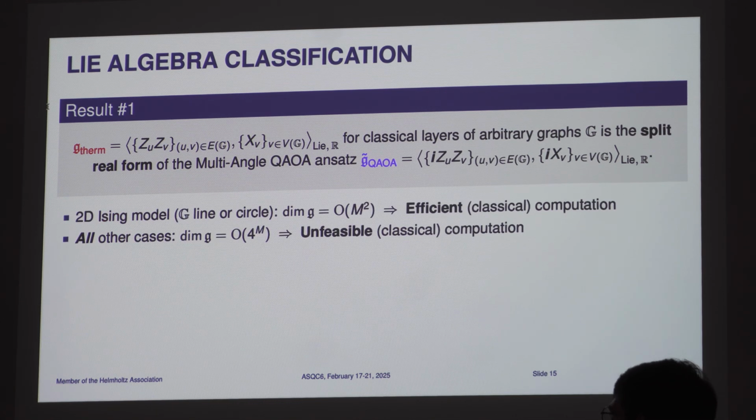But this means that, in some sense, it is bad news, because the only thing that survives in polynomial size is essentially just the 2D Ising model. So really, we are stuck with what corresponds to taking a layer of our classical model to be either a line or a circle. And in all other cases, we get something exponential. So we cannot hope to apply the method as before.